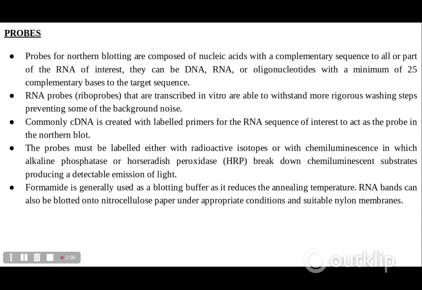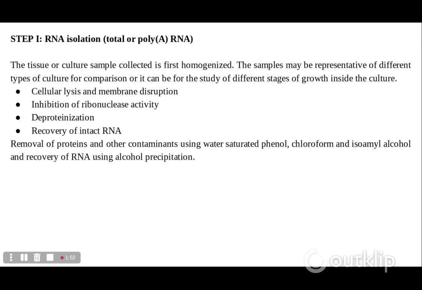Now, as a principle, I would like to talk about what the probes actually are. So the probes are nothing but nucleic acid with complementary sequence to all or parts of the RNA of interest, and it is oligonucleotides with a minimum of 25 complementary bases to the target sequence. Now, the steps of Northern blotting.